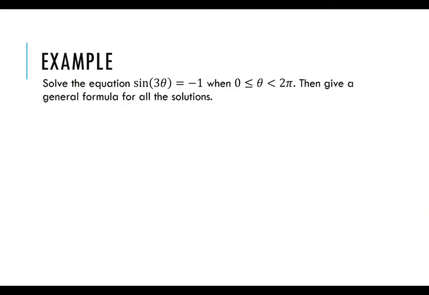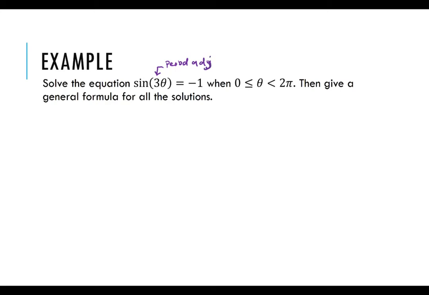Alright, so let's solve this one. Let's say we want to solve the equation sine of 3 theta is equal to negative 1, where first we need to find the thetas between 0 and 2 pi. Then we're going to simplify and give a general formula for all the solutions. Now, a couple things to note. Remember that this 3 here is a period adjustment. And this is going to come into play because when we're trying to find all of the solutions between 0 and 2 pi, we have a little bit of work to do.